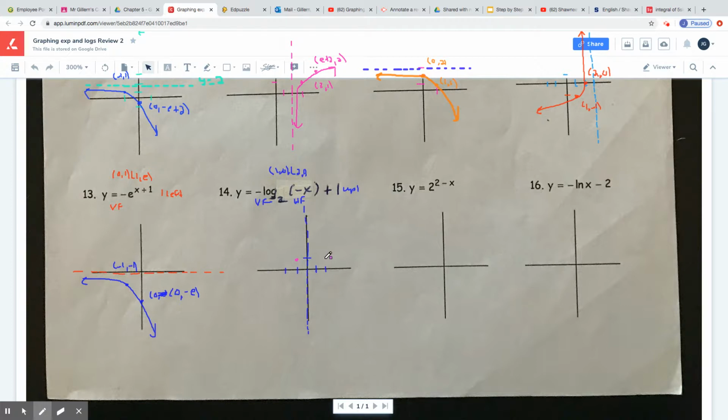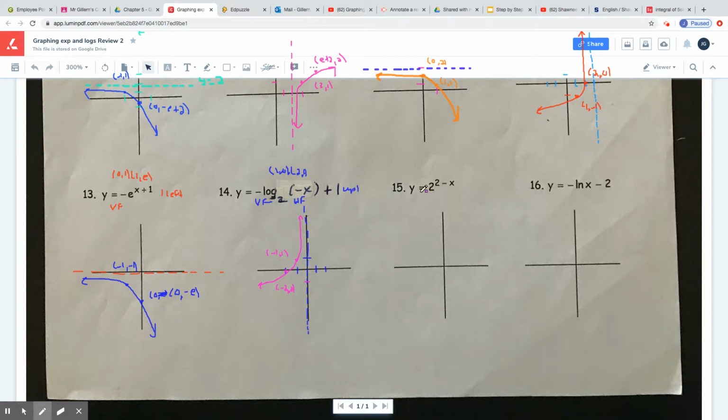2, 1, do a vertical flip, puts me at 2, -1. Then I do a horizontal flip, puts me at -2, -1. Up 1 puts me right there at -2, 0. All right, so that's -1, 1, and this is -2, 0.